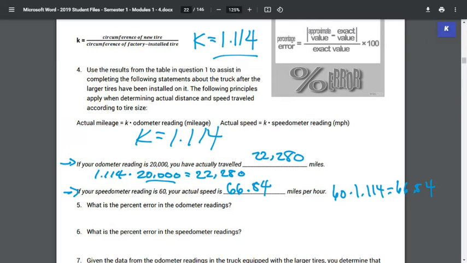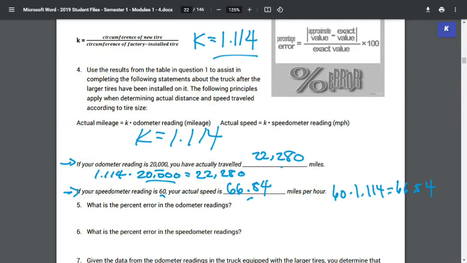So we're using this constant because that's how many times further the larger tires, or the tires that we have now, are taking us, and look at the difference between what it tells us and what we actually are doing. So 5 and 6 ask for the percentage error in your odometer reading.